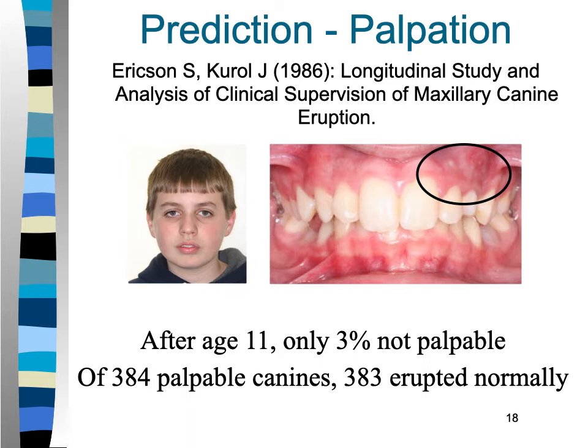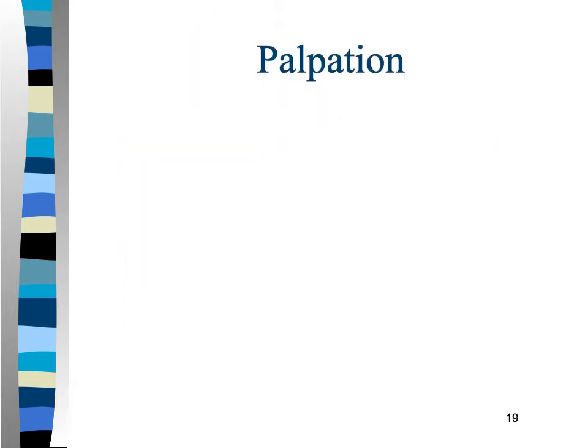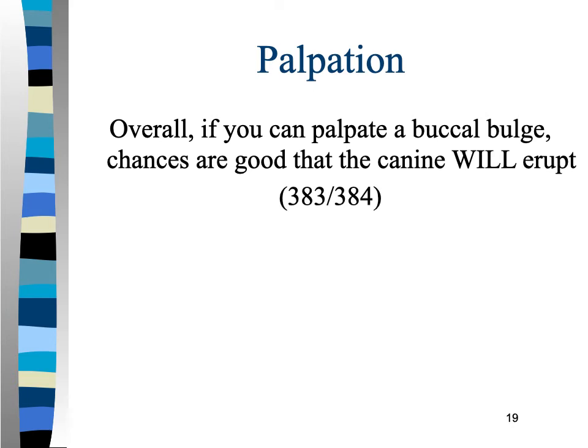And this is very important now. Of the 384 palpable canines, 383 erupted normally. So, if you can palpate the canine at age 10 or after age 10, then it will erupt normally. It's a very high percentage that it will erupt normally. Okay, and this is what this slide basically says.